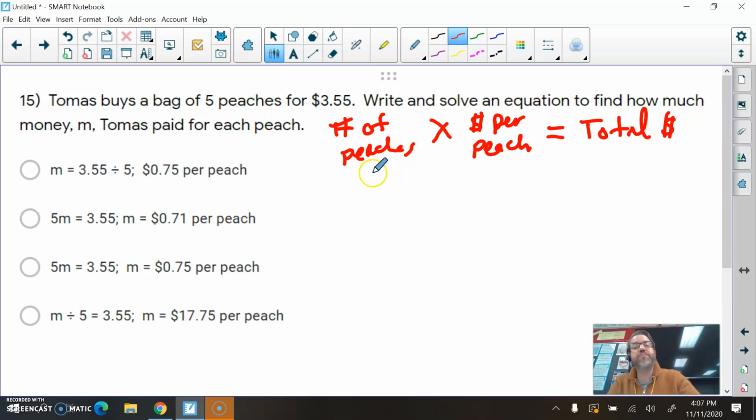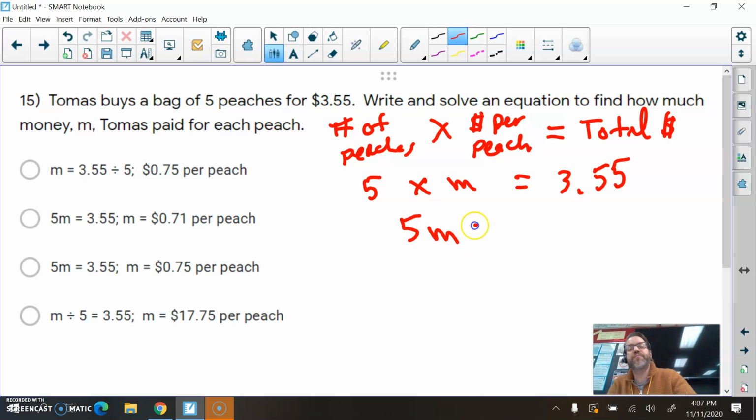Well, he has 5 peaches times the price per peach. I don't know what the price per peach is. That's what I'm trying to find. The money M Tomas paid for each peach. So it's 5 times M equals the total cost of $3.55. Now, we don't show the times sign in algebra, so I should just write 5M equals 355.